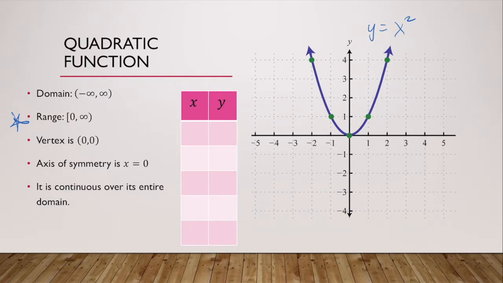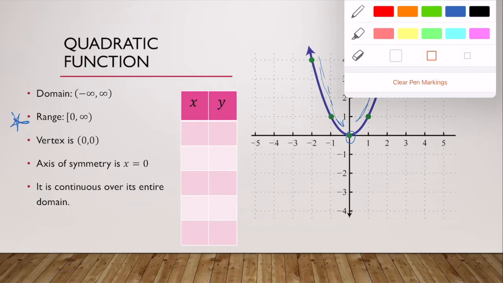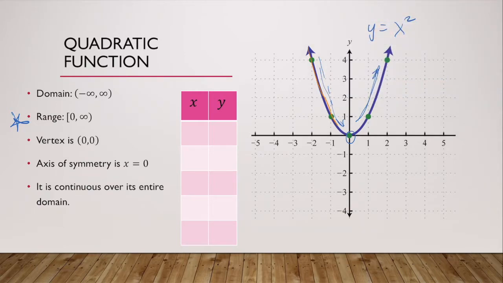Its vertex is where it changes from decreasing to increasing, from negative slope to positive slope. This is going to be its vertex. Its axis of symmetry goes through the vertex, and it's continuous over its entire domain. What does that mean? Continuous over its entire domain means I could draw it without having to pick up my pencil. That's the definition you should use in this course.